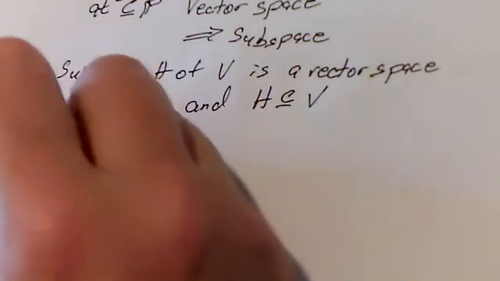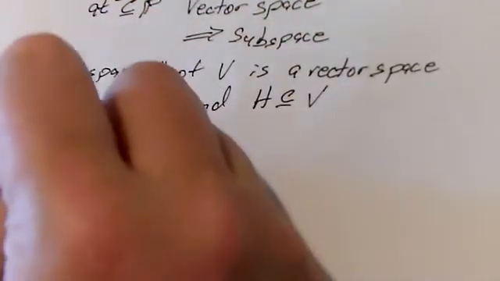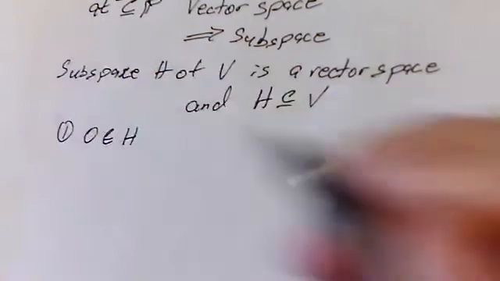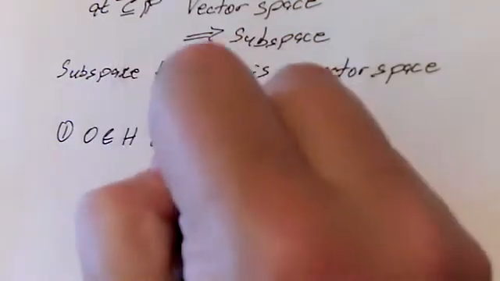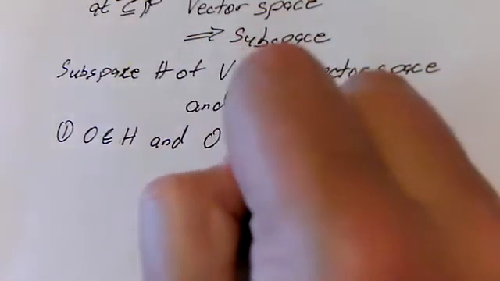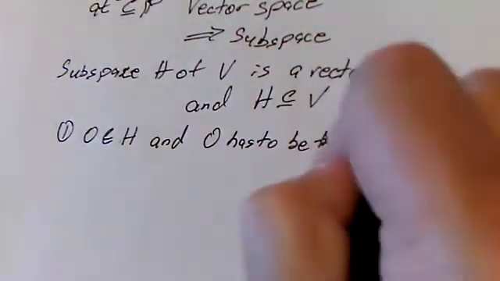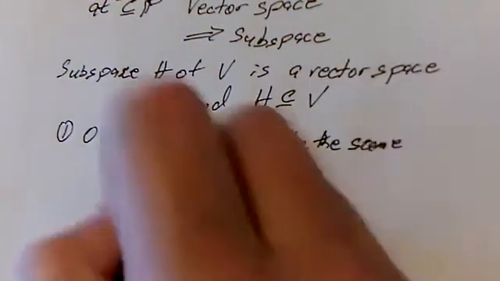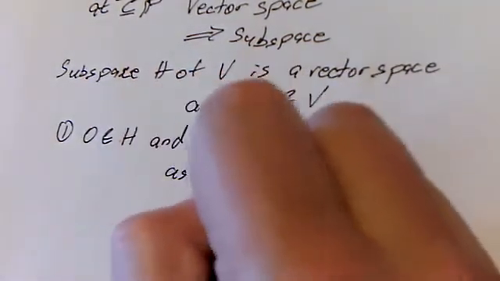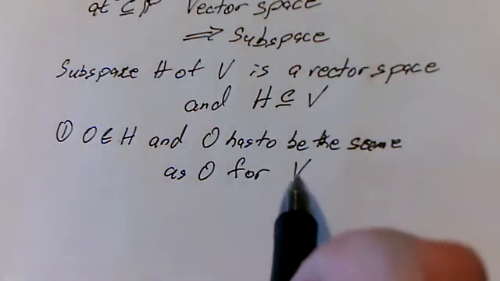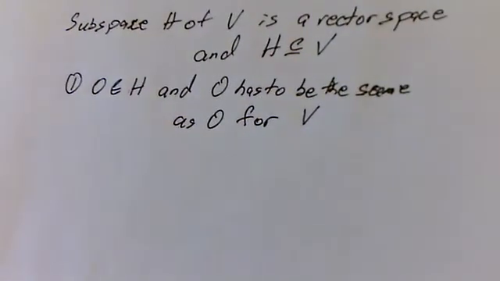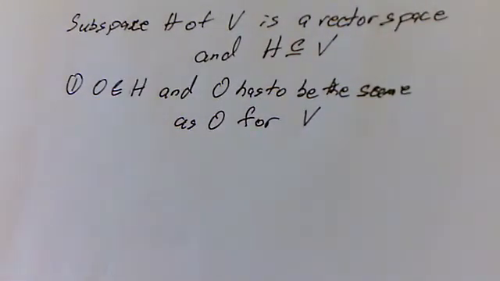So our subspace conditions: 1, 0 has to be in H, and 0 has to be the same as 0 for the bigger space V. You'll know what the 0 vector is for V. It's usually pretty easy to determine. Then you have to use that same 0 vector in H to show that it is a subspace.